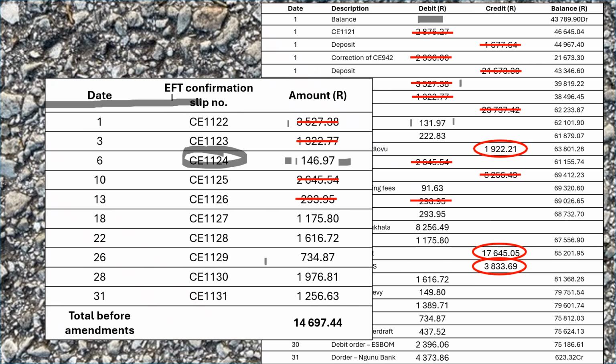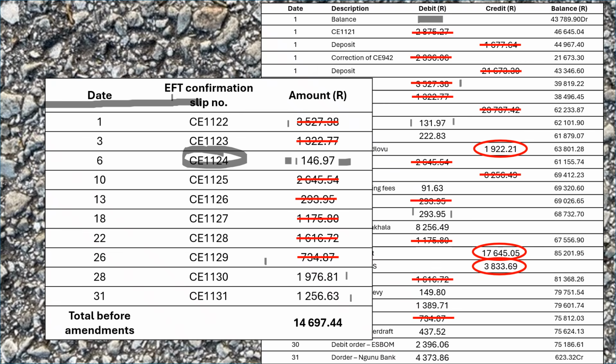29395 crossed off. There I can see this one here has been, the same amount has come out twice. It looks suspicious. 1175, 161672, 734. Now, is the 1976 there? I don't see it, and I don't see the 1256.